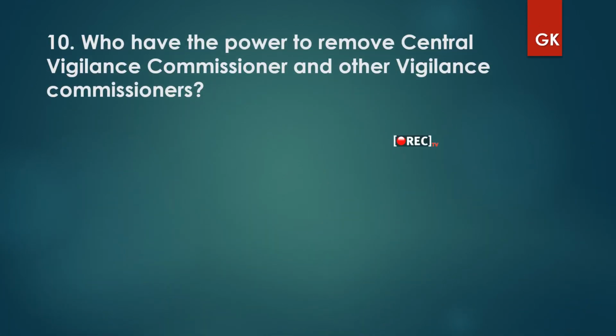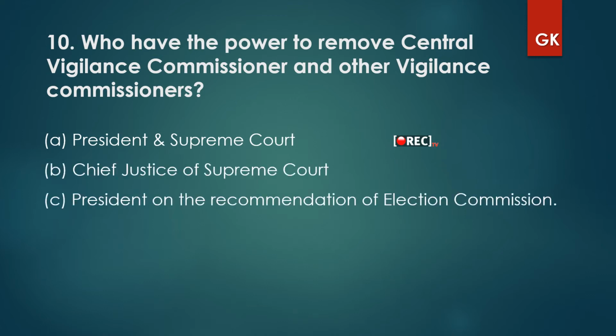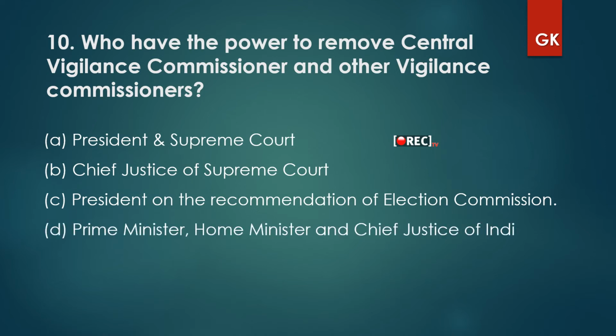Who has the power to remove the Central Vigilance Commissioner and other Vigilance Commissioners? President and Supreme Court, Chief Justice of Supreme Court, President on the recommendation of Election Commission, Prime Minister, Home Minister and Chief Justice of India. The President and Supreme Court have the power to remove the Vigilance Commissioner of India.